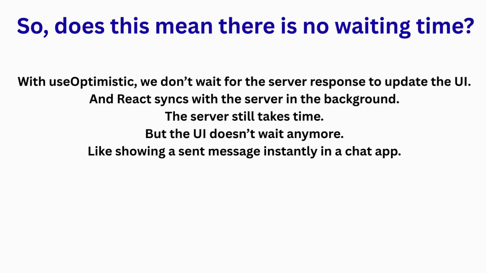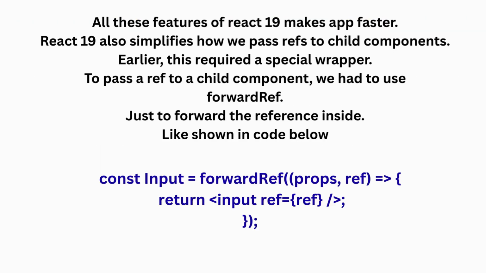So does this mean there is no waiting time? With useOptimistic, we don't wait for server response to update the UI, and React syncs with the server in the background. The server still takes time, but the UI doesn't wait anymore, like showing a sent message instantly in chat app. All of these features of React 19 makes app faster.